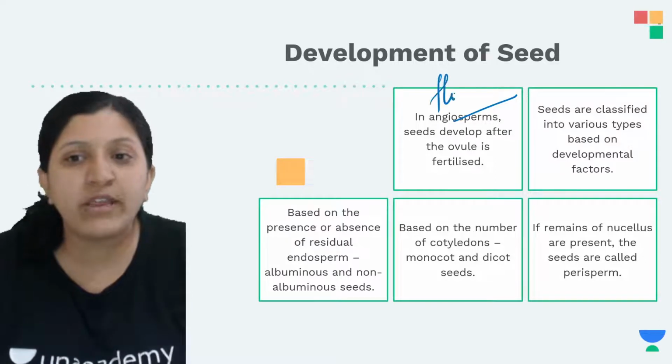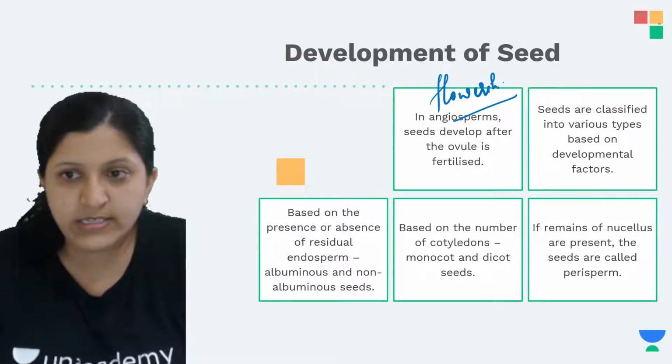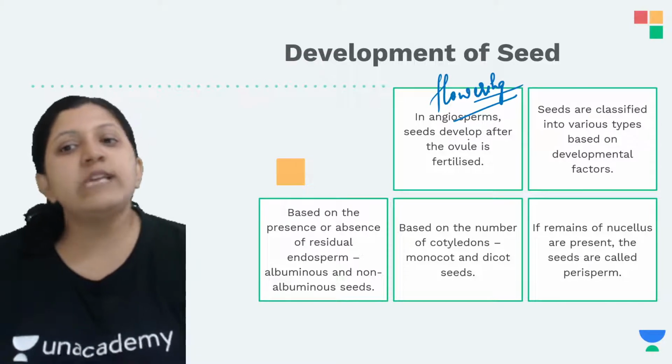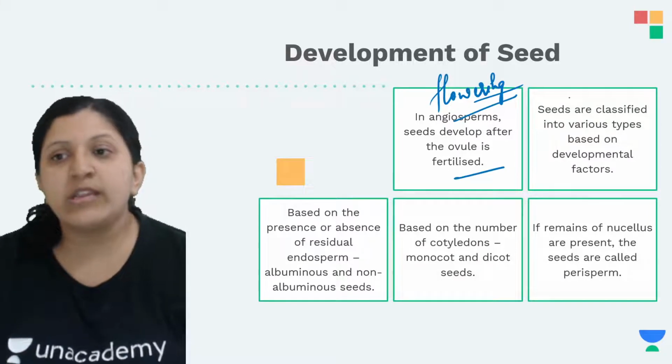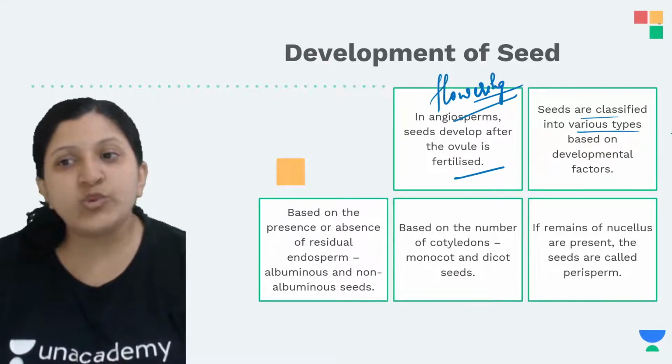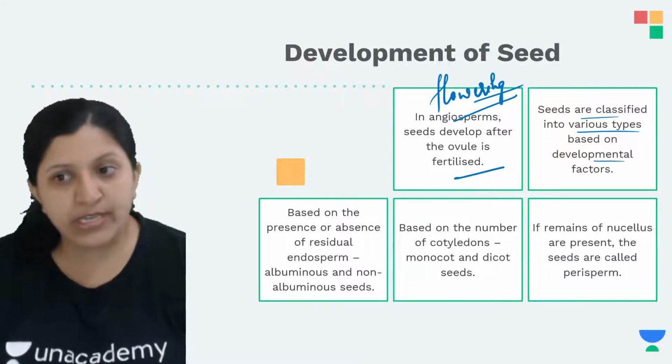That is a flowering plant. Okay, so this is a flowering plant. So the seed develops after the ovule is fertilized. Seeds are classified into various types based on the developmental factors.